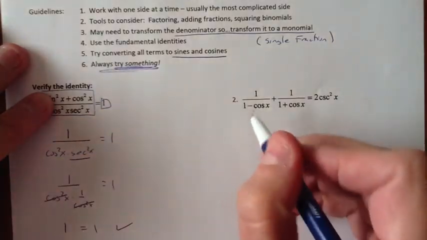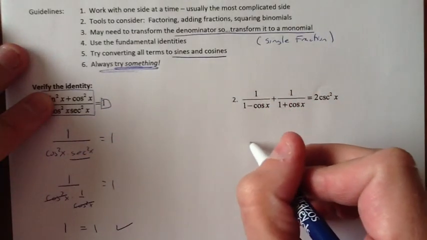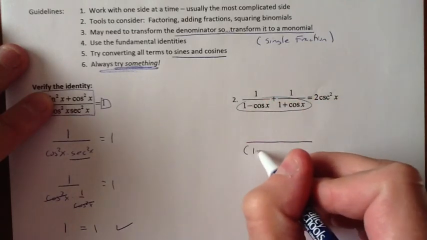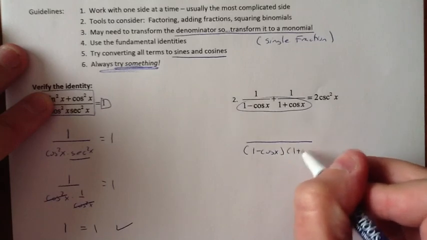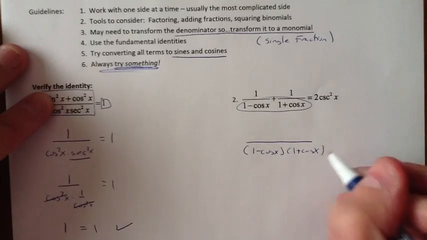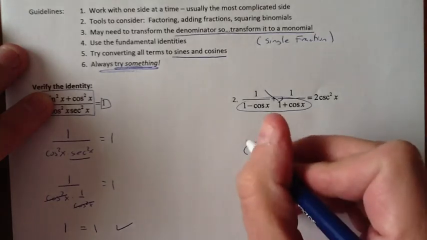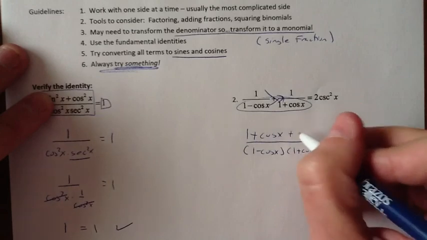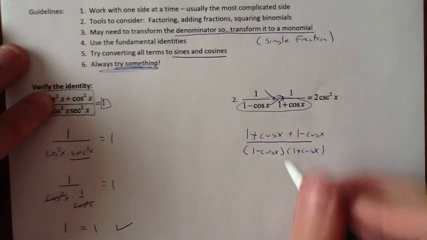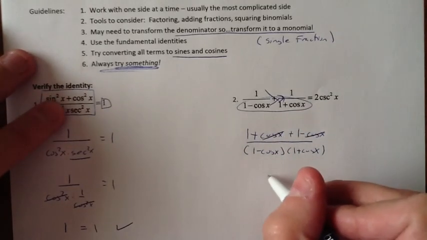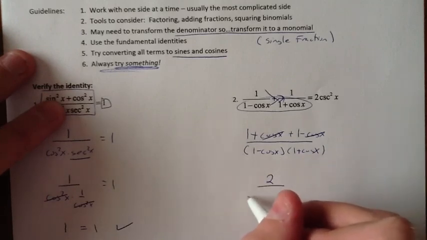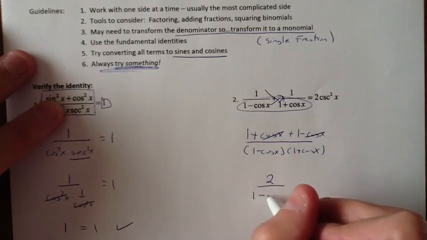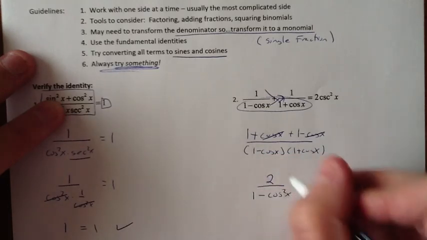Try something. So anytime I see 2 fractions, I want to get them as 1 fraction. And I do that by multiplying my denominators together. I get 1 minus cosine x, 1 plus cosine x. To get my numerator, we cross multiply. We get 1 plus the cosine of x, plus cross multiply here, 1 minus the cosine of x. Cosines cancel. And on the top I'm left with 2. And on the bottom, if I distribute, I get 1 minus the cosine squared of x.